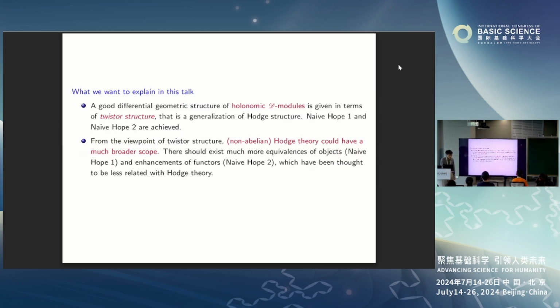So in this talk, we'd like to explain that a good differential geometric structure of algebraic holonomic D-modules is given in terms of a twistor structure, that is a generalization of Hodge structure. And in this case, both naive hope 1 and naive hope 2 are achieved. And I'd like to also mention, from the viewpoint of twistor structure, Hodge theory could have a much broader scope. I mean, there should be much more equivalence of objects and enhancement of functors, which have been thought to be less related with Hodge theory.